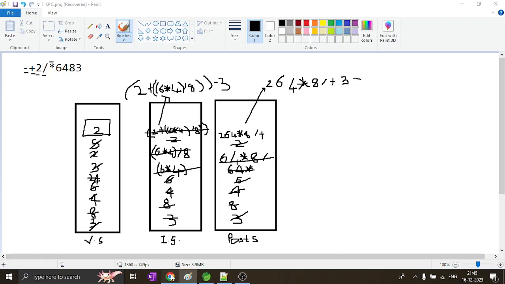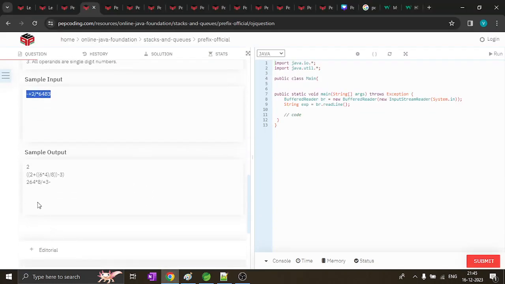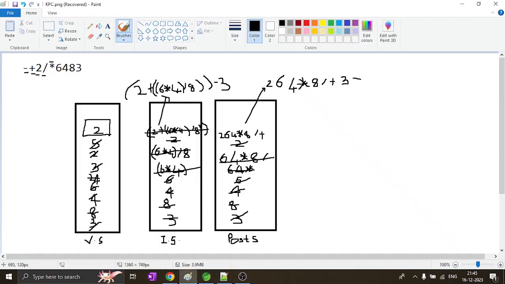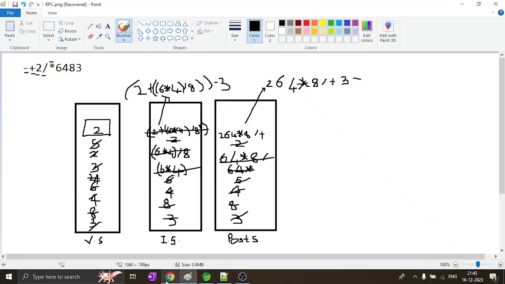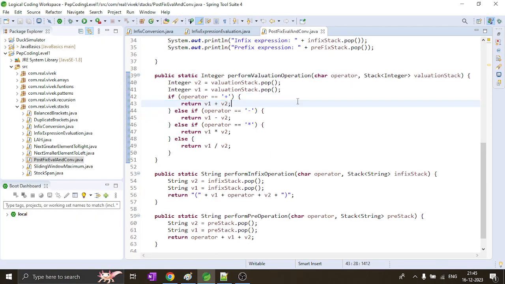So let's just verify the answer. 2648 multiplication, something like that, right? 2648 multiplication division plus 3 minus, yeah. So this is the postfix, the infix, and the valuation answers. Let's try to code in this part now.